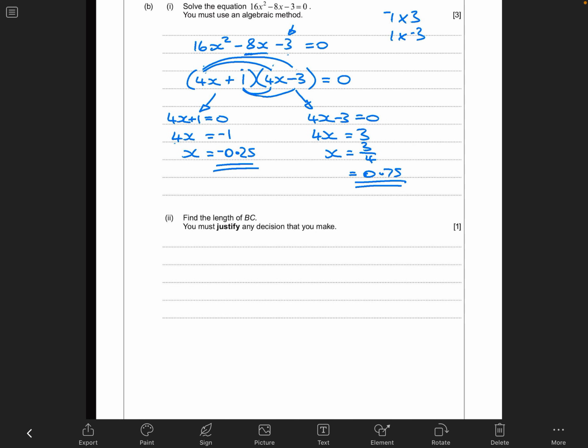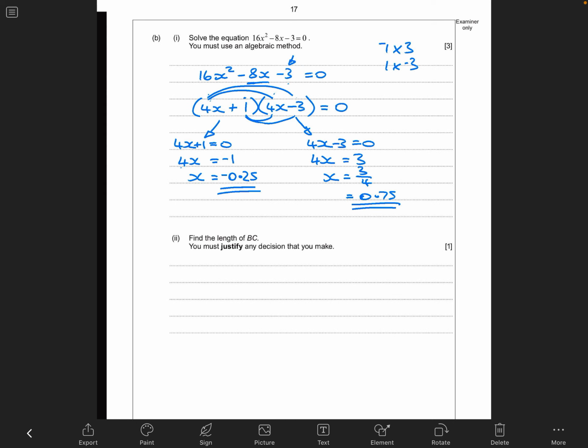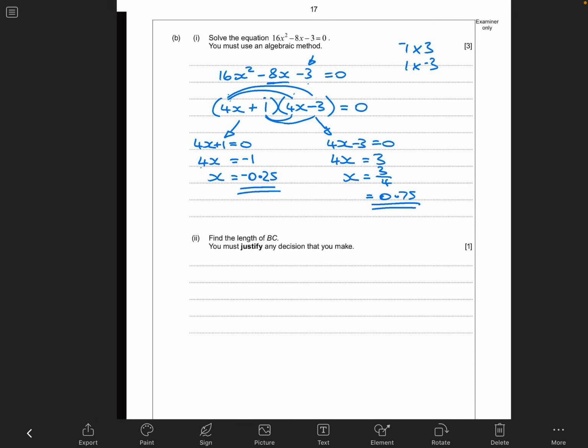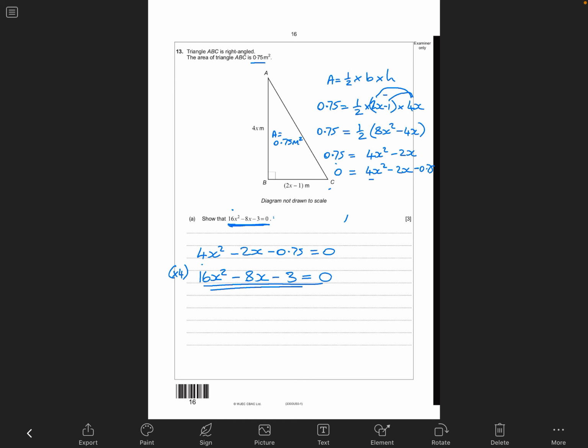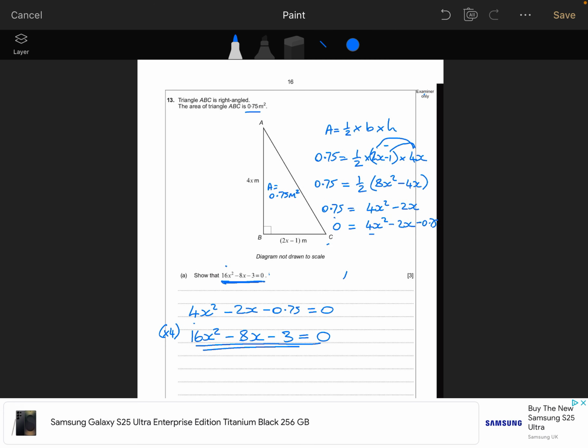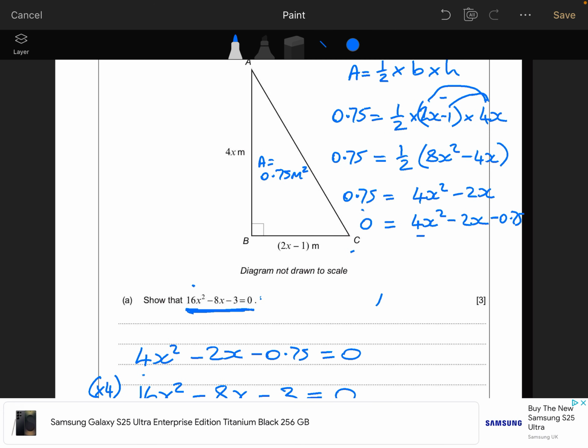Now it's referring back. Now we've solved that, it says find the length of BC. You must justify any decision that you make. So we've got x is -0.25 or 0.75. So back to the original page, and our solutions that we had were x equals -0.25 or x is equal to 0.75. That was the correct way around, wasn't it?